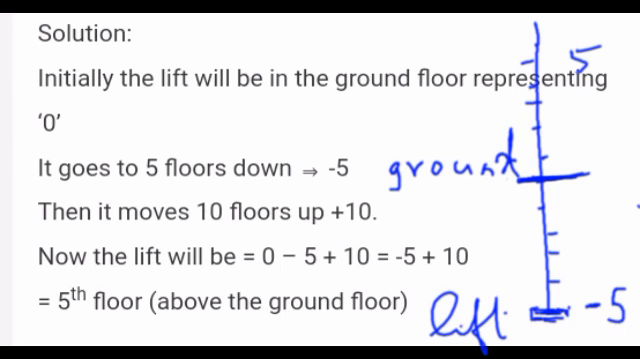That means below the ground level. So we can take minus 5. Above the ground level means positive integers. Below the ground level, negative integers. Okay. Then it moves 10 floors up. Up means what we can take? Plus 10. Now the lift comes from 0 to minus 5. So 0 minus 5, plus 10 floors up. Therefore plus 10. Minus 5 plus 10 equal to what? Plus 5. Now the lift is on the 5th floor above the ground level.